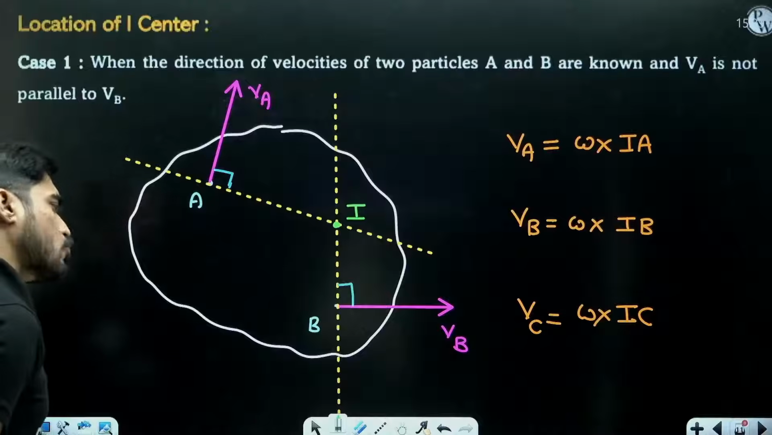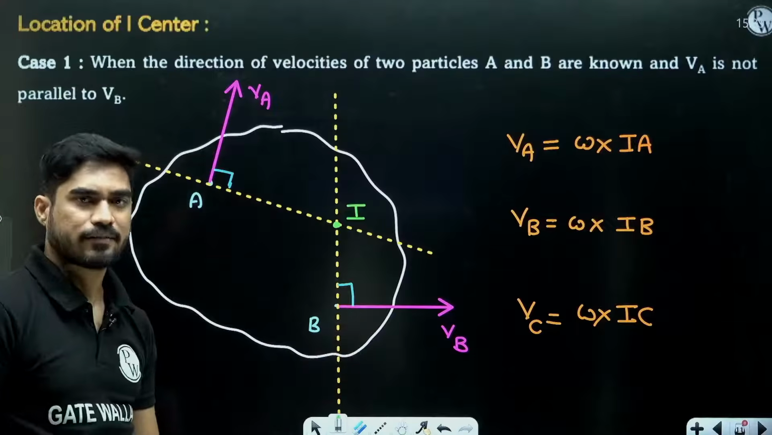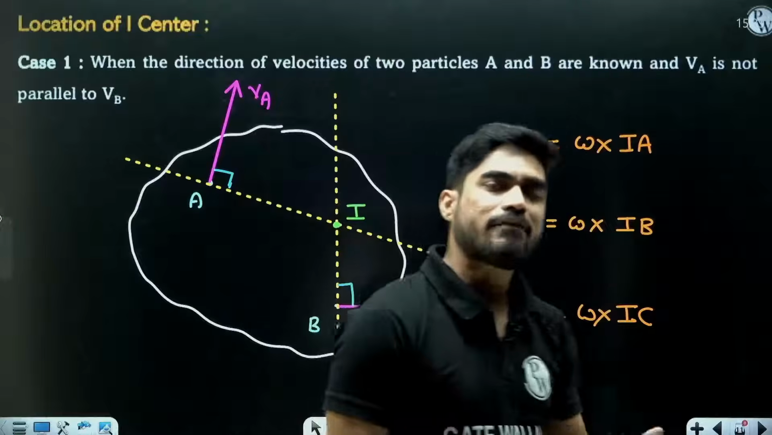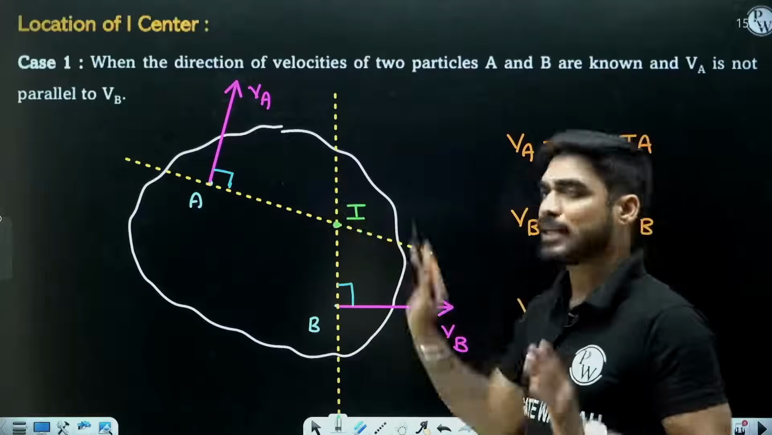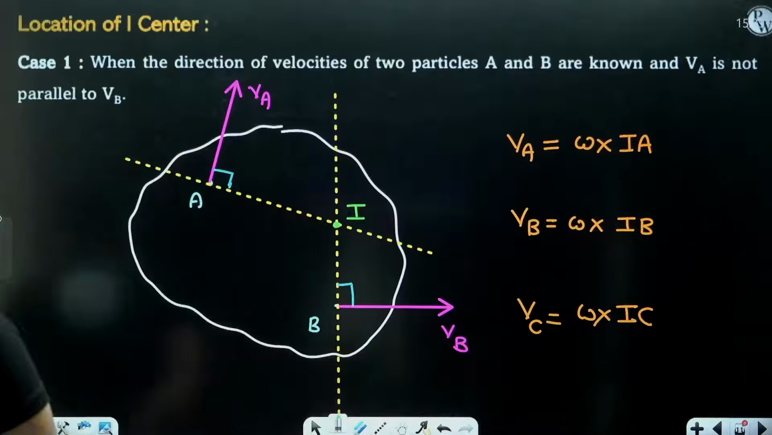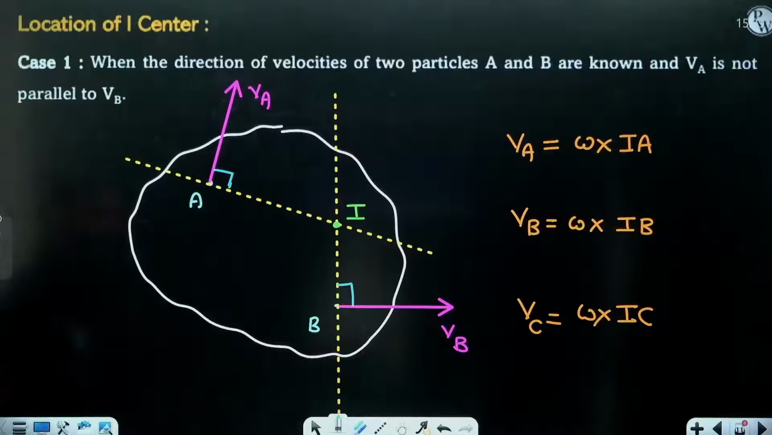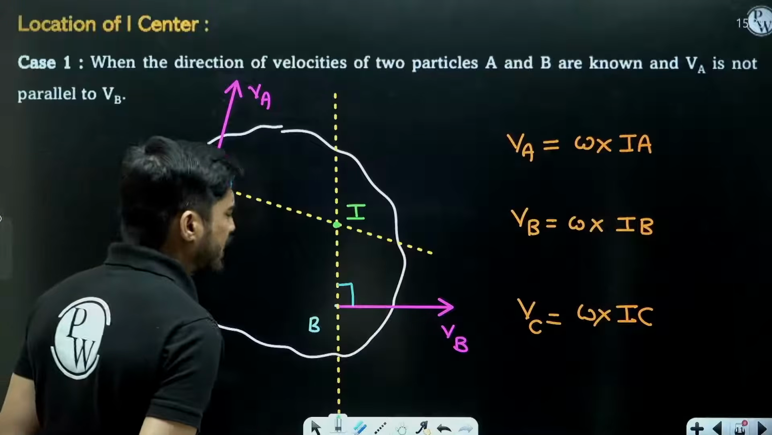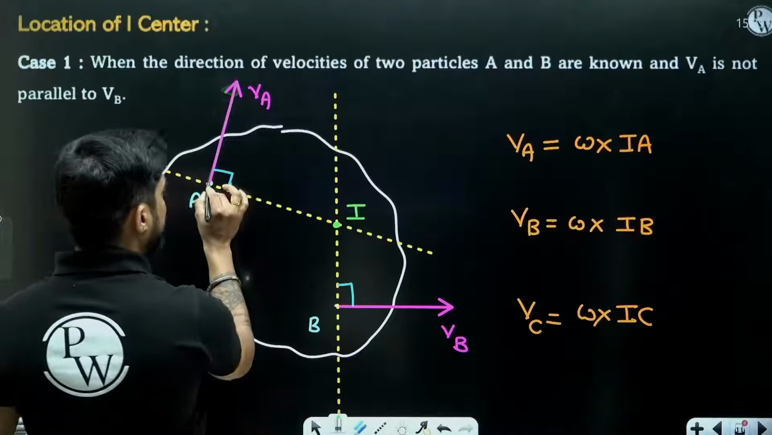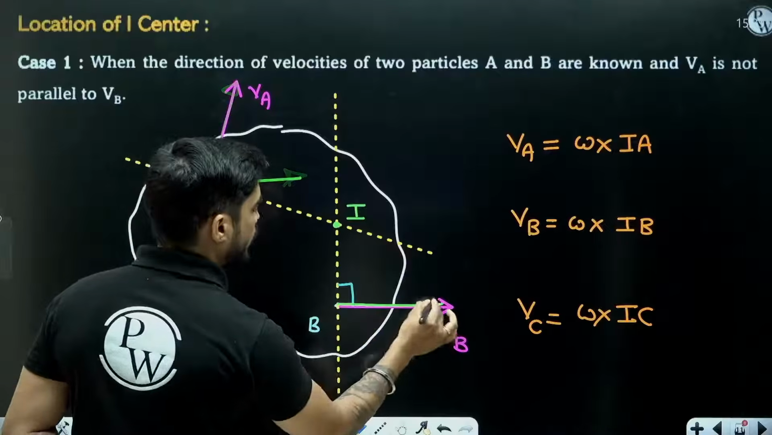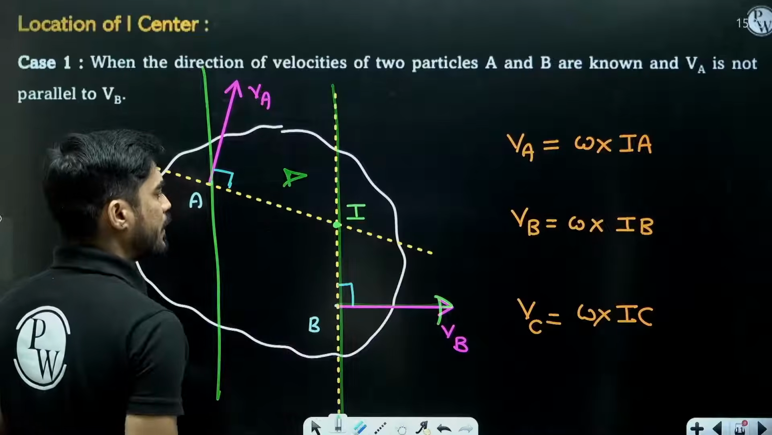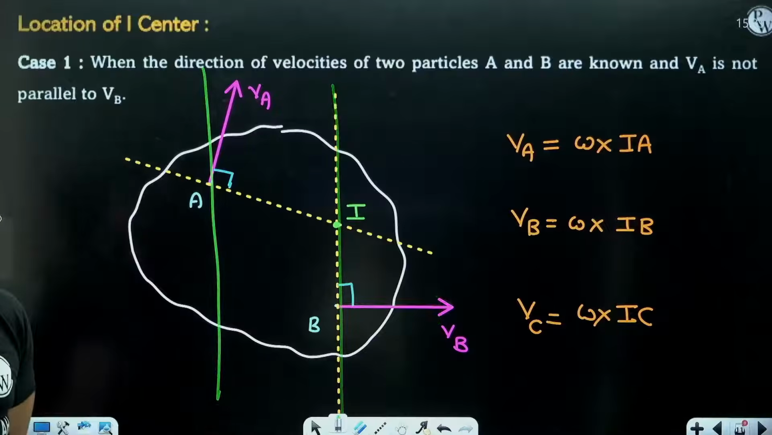Location of I center, how to find that we are already seeing. Omega will either be given in the question directly, or they will give you the velocity of any particle to find the value of omega. Okay. Now, this was case 1. But it is only valid if VA and VB are not parallel. For example, let's say VA is also horizontal, VB is also horizontal. Then the normal to VA and VB will never intersect. They will also be parallel.